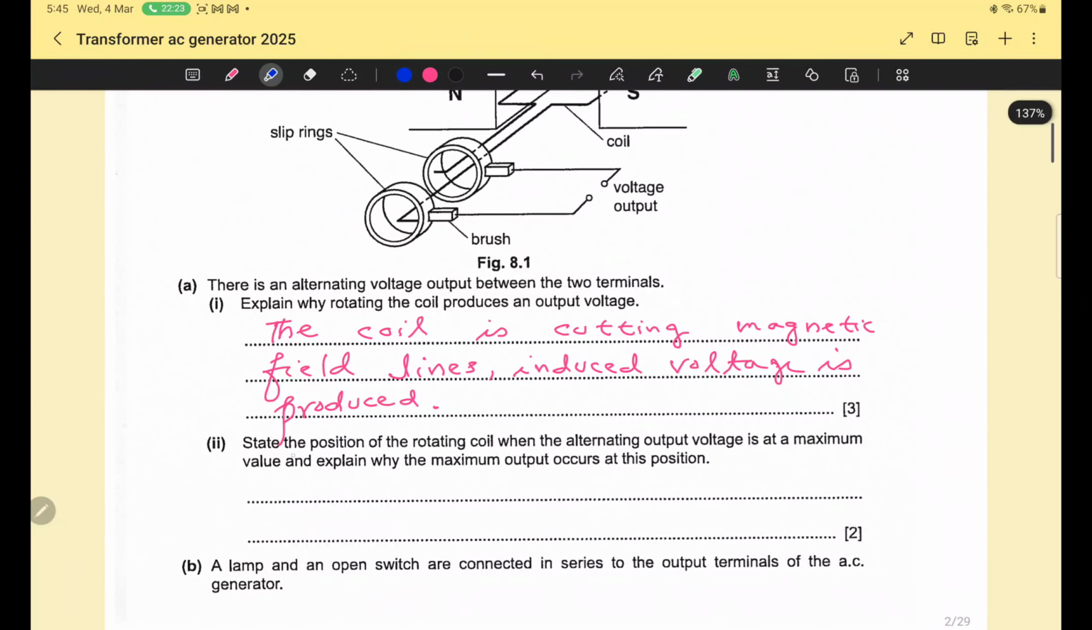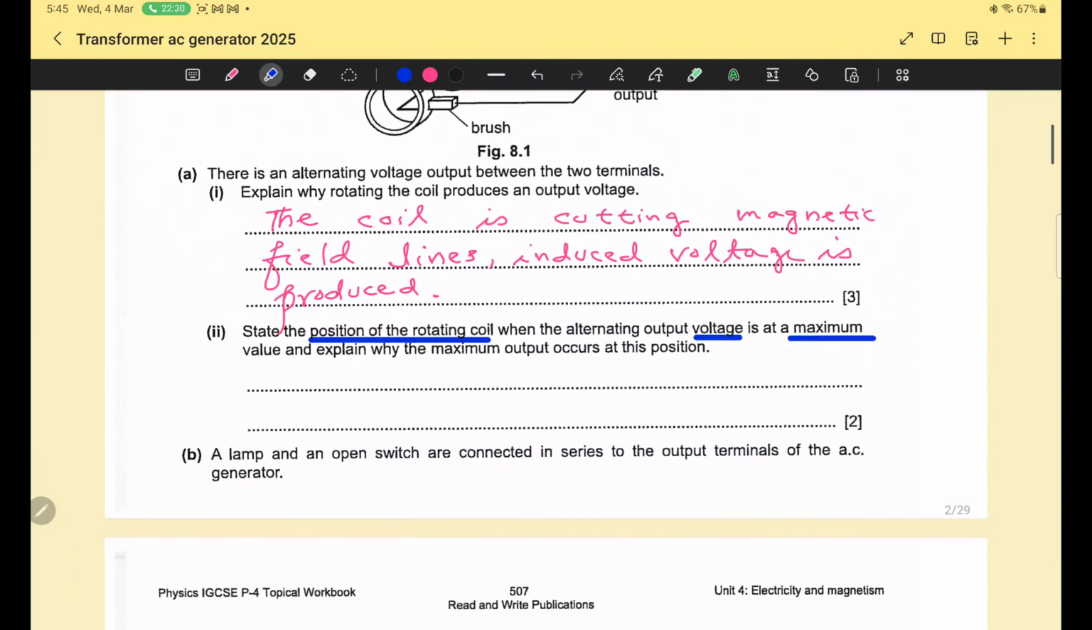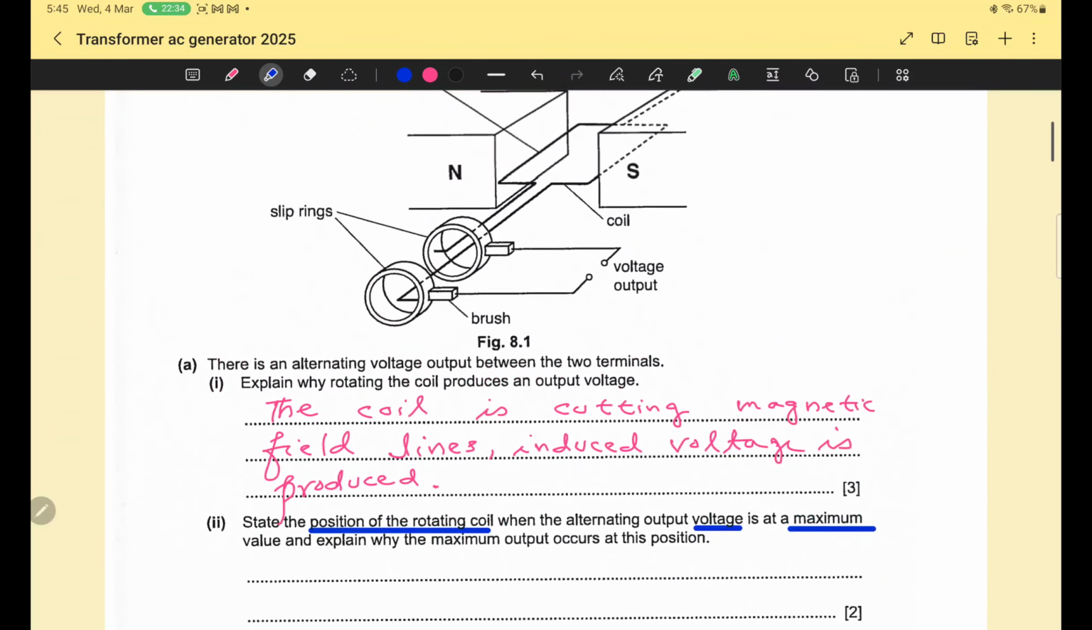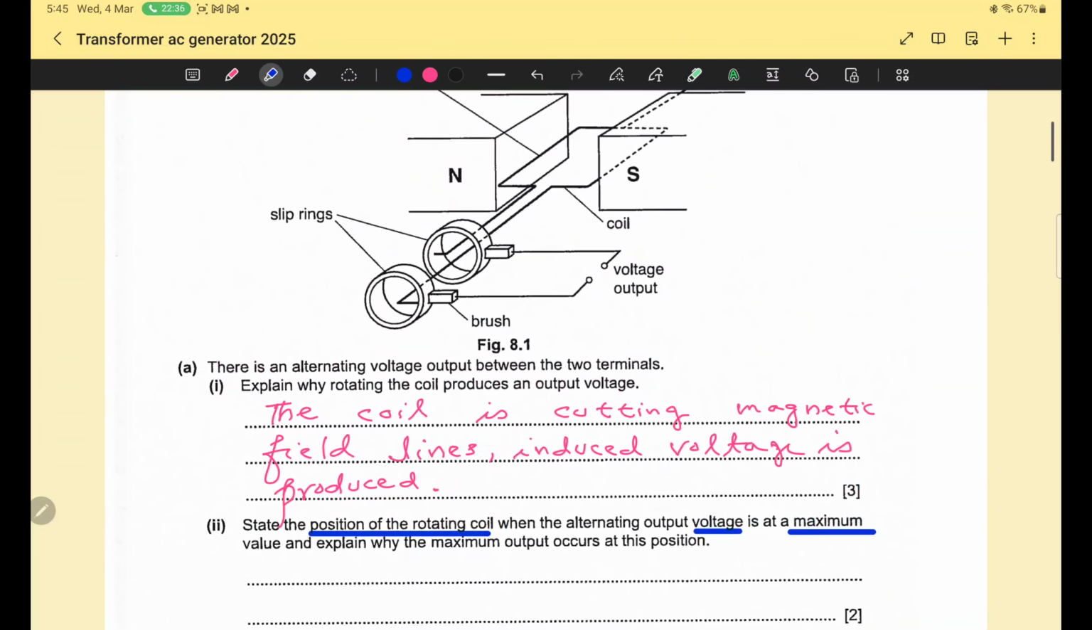And now the question is, sir, state the position of coil when the voltage is maximum. But Amna, can you answer me when the voltage is maximum? You are given two position, horizontal coil or vertical coil. When the voltage is maximum.